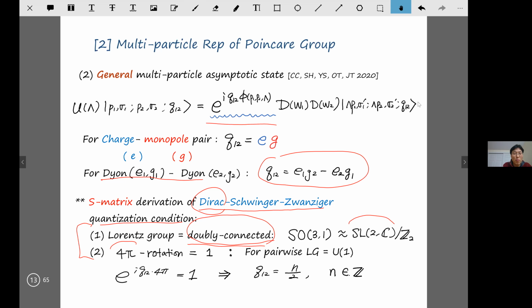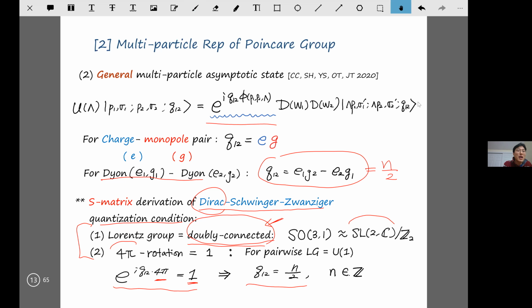So if I do the 4 pi rotation, I should get 1. That's basically the characteristic of the Lorentz group being doubly connected. Then this condition immediately gives you Q12 should be n over 2, where n is an integer, and that is precisely the Dirac-Schwinger-Zwanziger quantization condition. But here I'm just giving you a purely algebraic version of the derivation. That's just a byproduct.